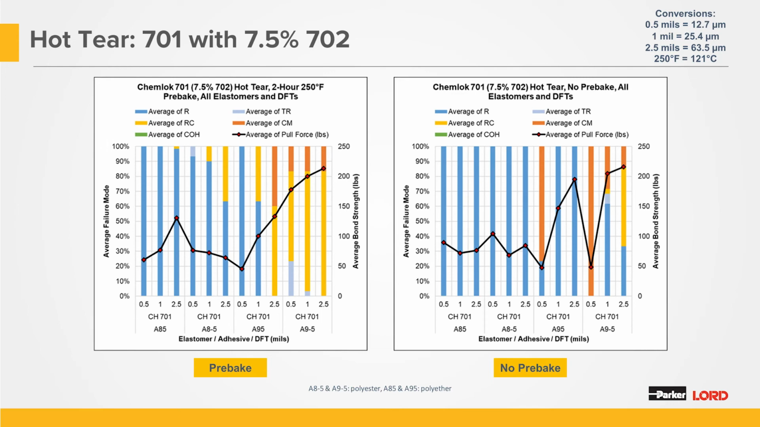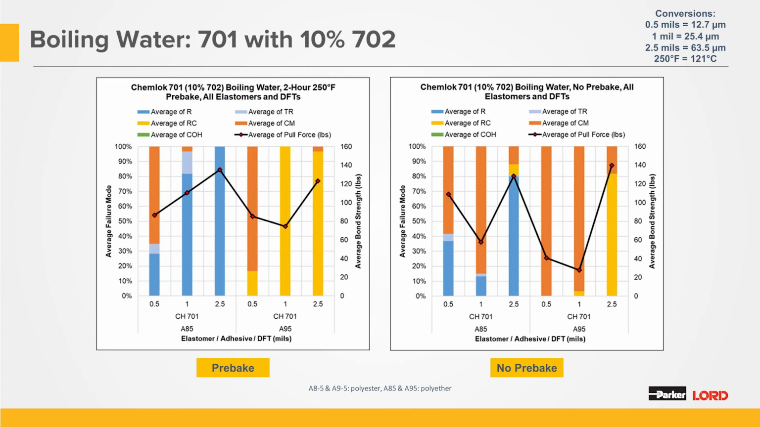Now moving on to bond strength, we see that both with and without pre-bake, our highest strength is once again observed on the A9-5 elastomer. For the softer elastomers, at both pre-bake conditions, we don't really see any dry film thickness trend in the data. However, for the higher durometer urethanes, there is a trend. As dry film thickness increases, bond strength increases for these compounds.